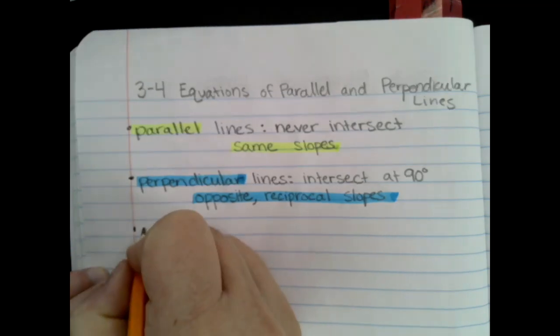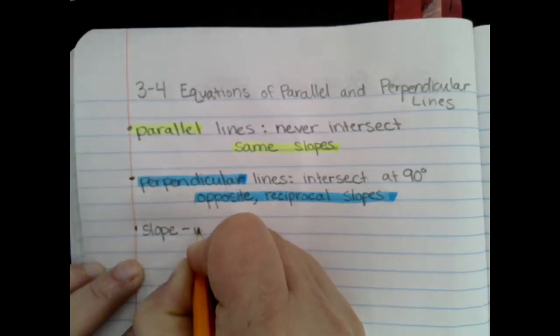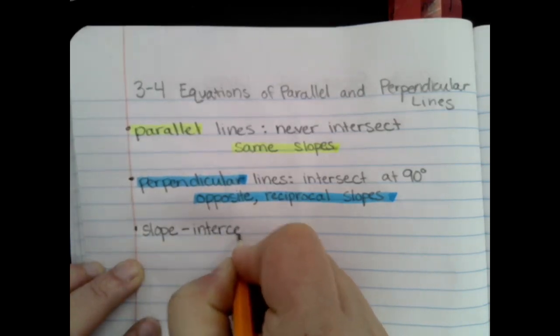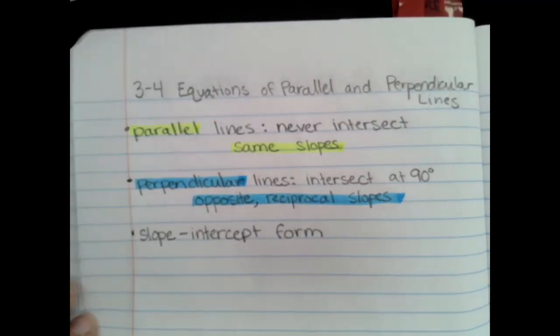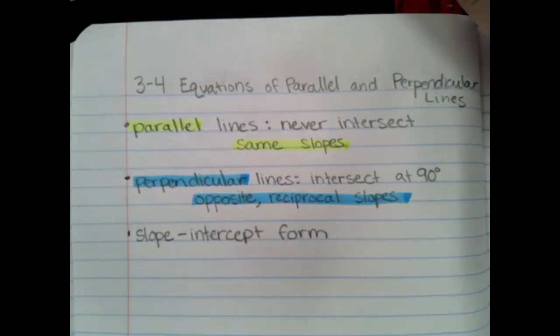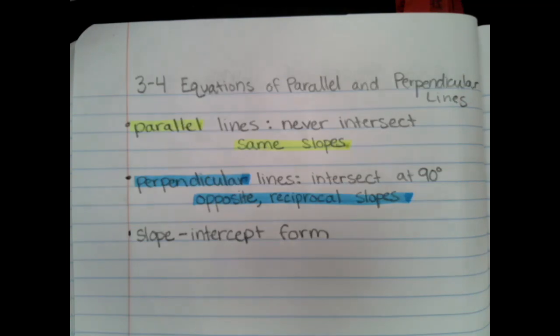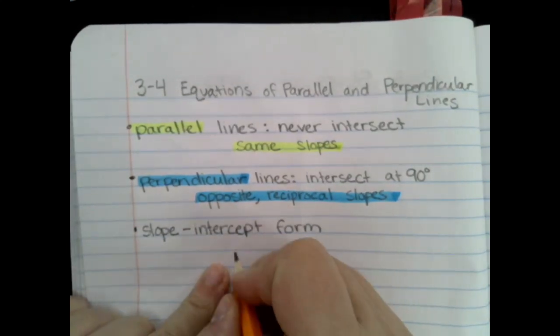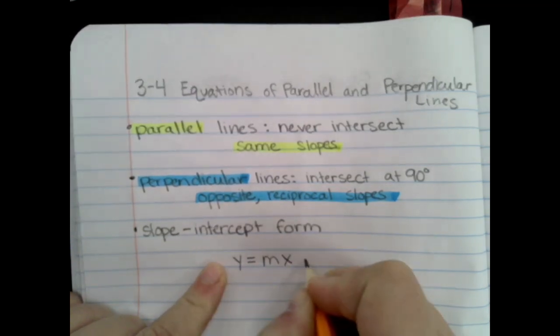M is the slope, so it's called slope. And then b is the intercept. So slope-intercept form. All right, so as we take a look at that equation slope-intercept form, it's y equals mx plus b.